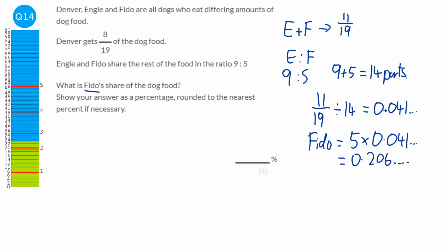0.206 and so on. Now we're asked to work it out as a percent. So I'm just going to times that by 100. So we have 20.676 and so on percent, and it wants it rounded to the nearest percent, so that would be 20%. Or actually it would be 21%, because this would round it up, so 21%.